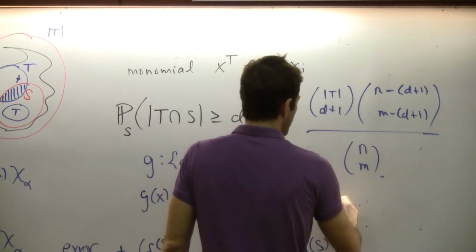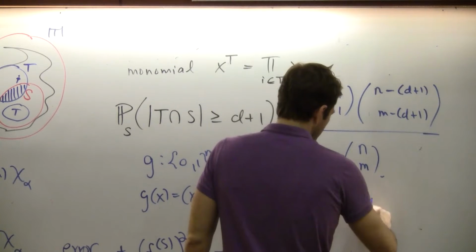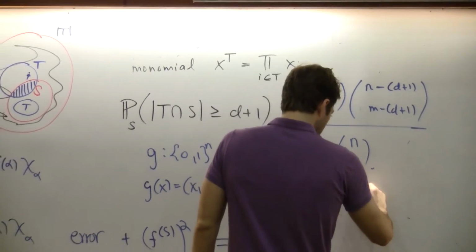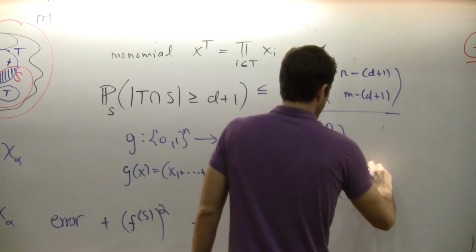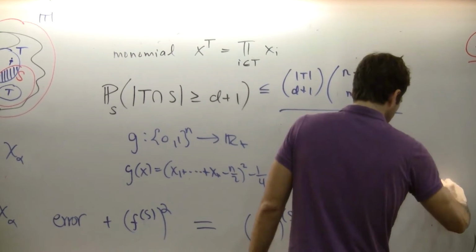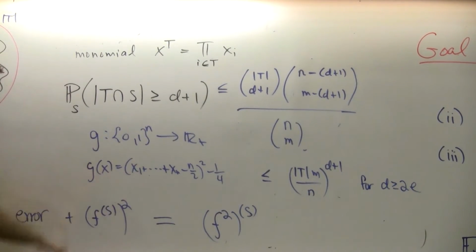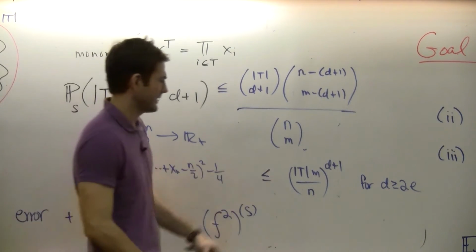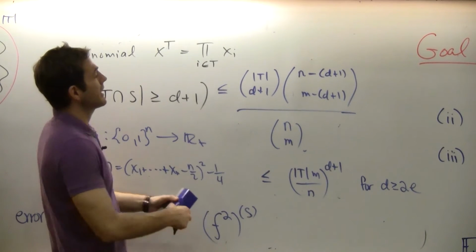And then you can just see this is at most T times m over n to the D plus 1, as long as d is more than 6. That's e, the base of the natural logarithm. Okay? And then you can just see where it's coming from.